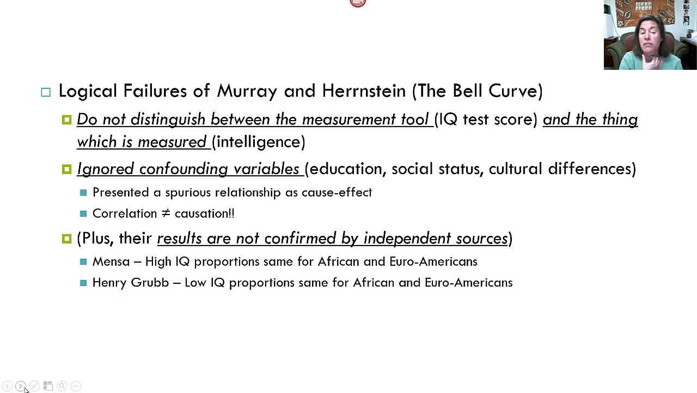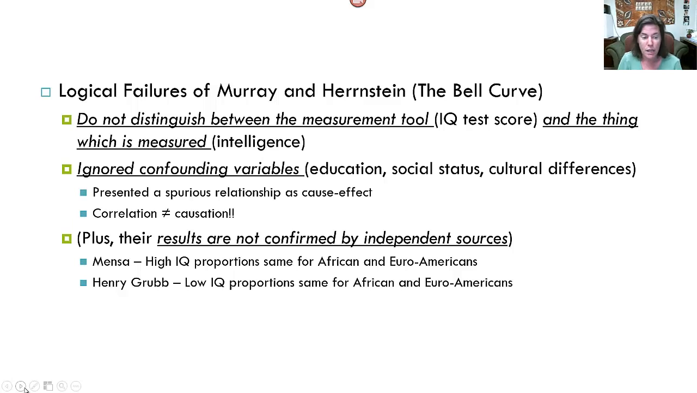There are a number of logical failures in Murray and Herrnstein's Bell Curve. First of all, they do not distinguish between the measurement tool, such as an IQ test, and the thing which is being measured, intelligence. They also ignored a number of confounding variables, such as education, social status, and cultural difference, and they presented a spurious relationship as cause and effect. Correlation is not causation. Plus, their results have never been confirmed by independent sources.